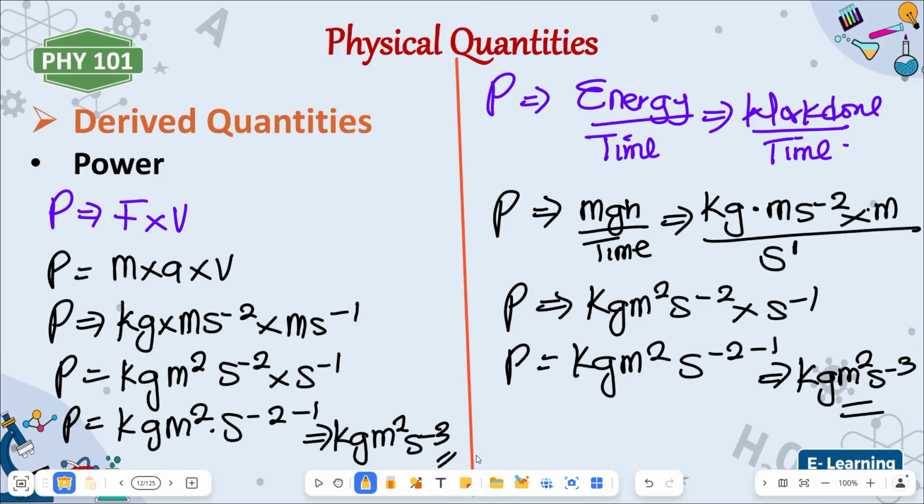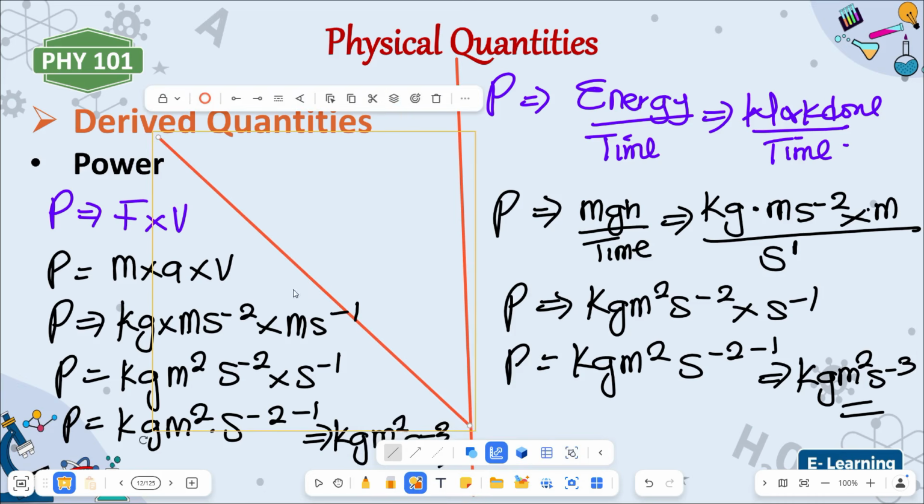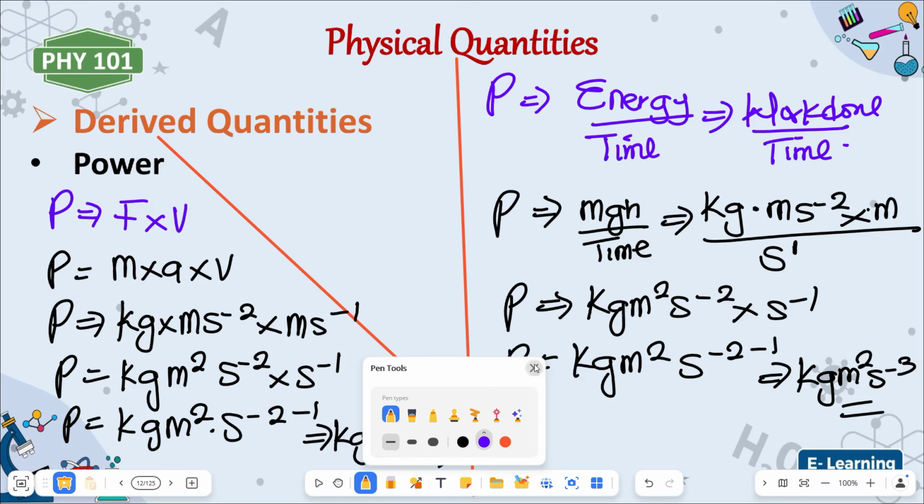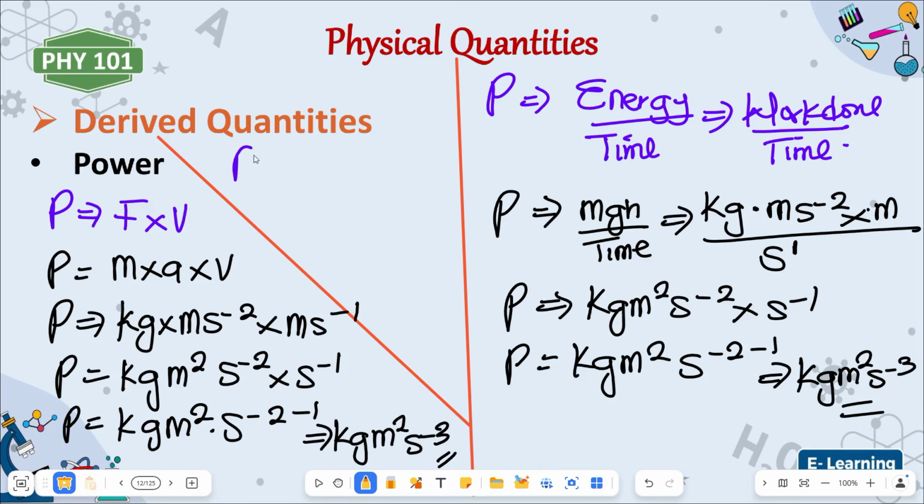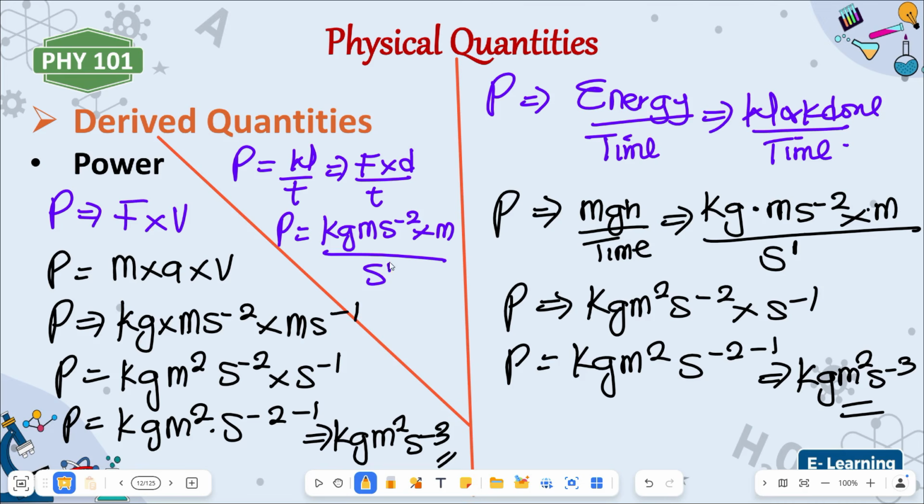If you also do it in form of work done over time, let me take this small space here and work it out. Power is work done over time. What is work done? Force times distance. So force times distance over time. So that our power would be equal to force, which is kg meter per second square, times distance, which is in meter, all over seconds, which is raised to the power of 1.